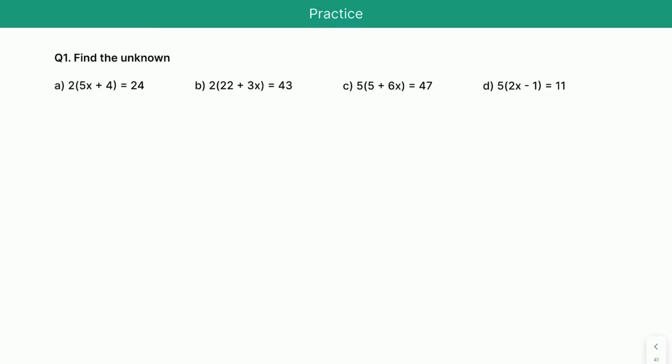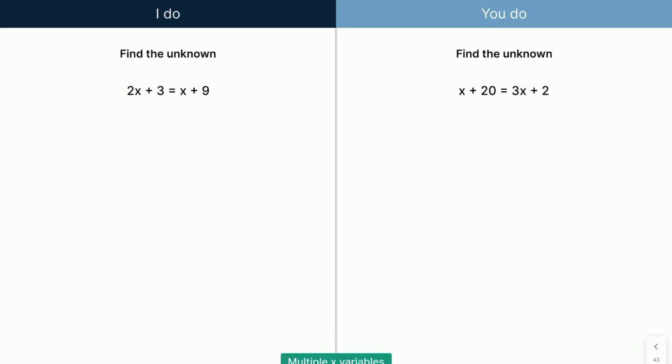So here's some practice questions. Press pause and have a go. Here are the answers. Moving on, now we have multiple x variables, and we need to find the unknown. So again, the question I always ask myself is, how can I make my life as easy as possible? Now, I don't like to deal with negative values of x, so I can see the bigger value of x is here.